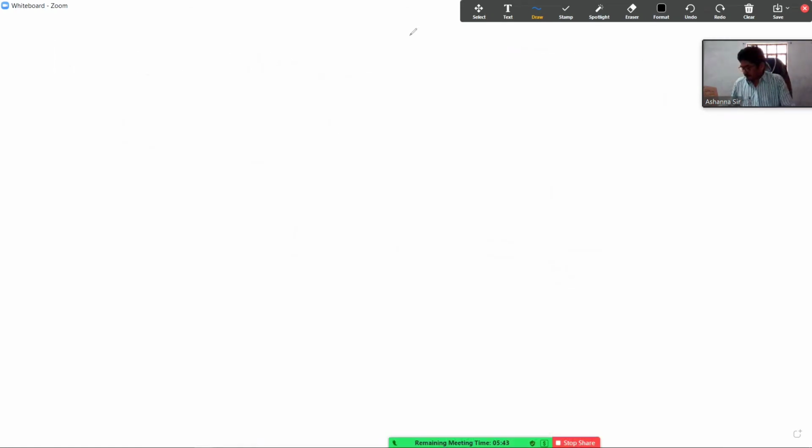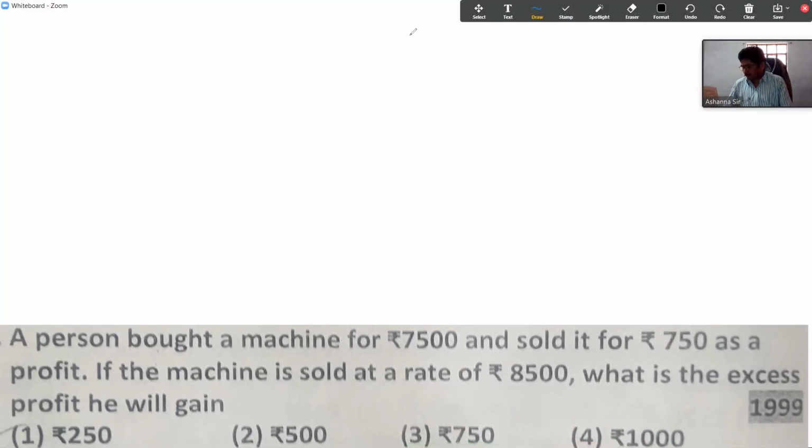Next, question number 15. A person bought a machine for 7,500 rupees and sold it for 750 as a profit. If the machine is sold at a rate of 8,500, what is the excess profit you will get?